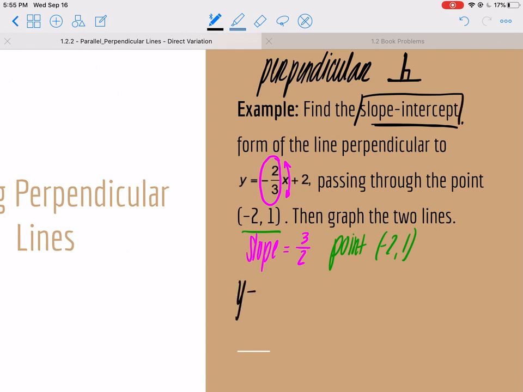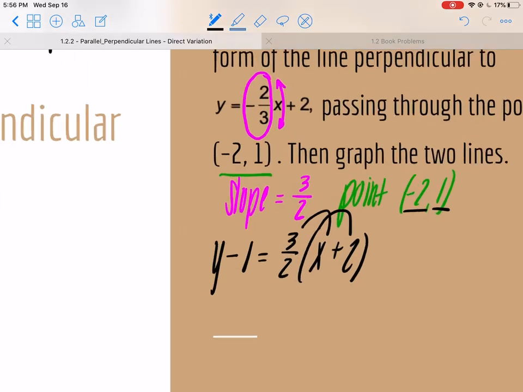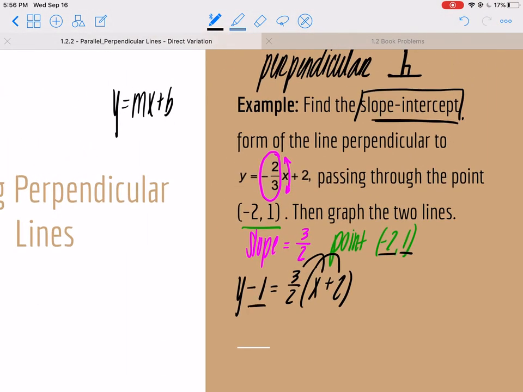So we have y minus y1, which is 1, equals the slope times x minus x1. So minus a negative 2, I'm just going to rewrite that as plus 2 right now. And then in slope-intercept form, which again is y equals mx plus b, that means I'm going to have to distribute this 3/2 inside the parentheses to get rid of the parentheses, and then I'm going to have to move the minus 1 to the other side.